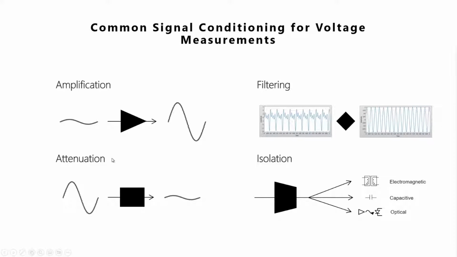Next is attenuation. It's basically the opposite of an amplifier. This is necessary when the voltage range is higher than that of your data acquisition device. Else, your data acquisition device will break.